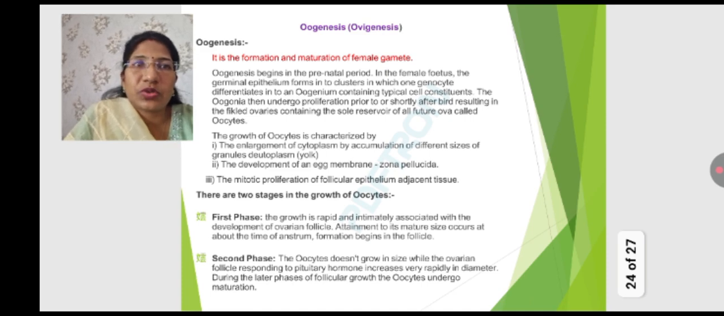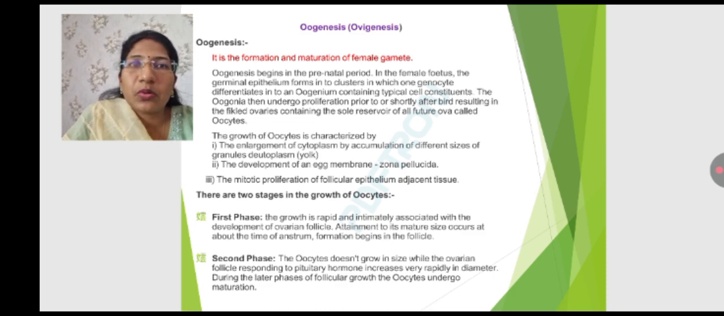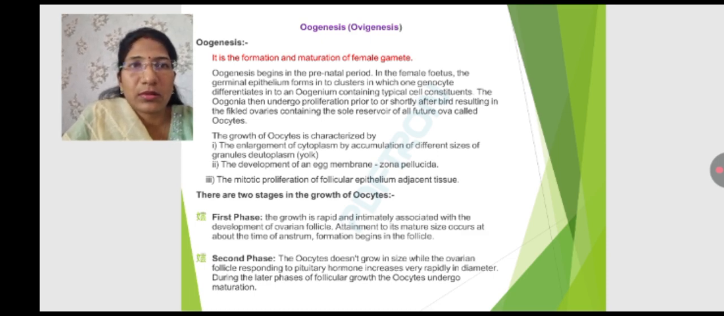Then the last one, oogenesis. Oogenesis is also called ovigenesis. So what is meant by oogenesis? It is the formation and maturation of a female gamete. In case of spermatogenesis, that is a male gamete. Is that clear? And oogenesis means formation and maturation of a female gamete. Oogenesis begins or starts in the prenatal period.